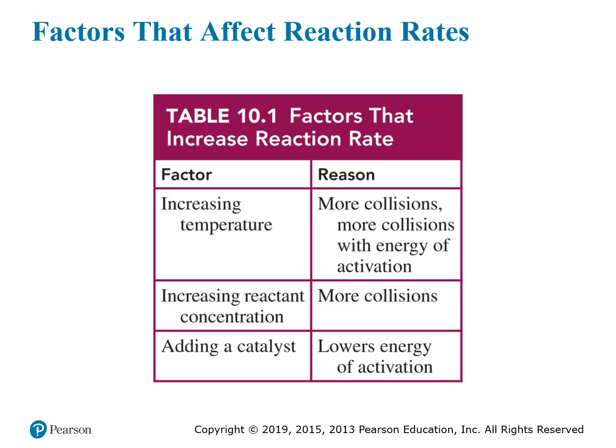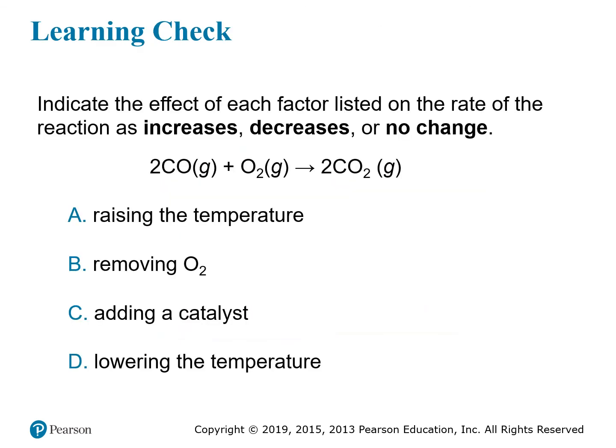Here's just a quick summary of those factors that affect the rate of a reaction, and a sort of brief explanation for each of them, which is more or less all you need to know about each of these, right? As long as you understand how these work in practice, then this table is plenty for you to remember. So let's put this into practice. Okay, indicate the effect of each factor listed on the rate of this reaction as increases, decreases, or no change.